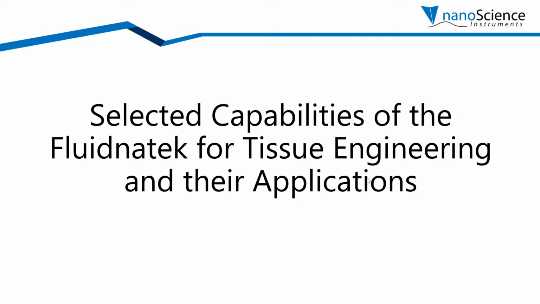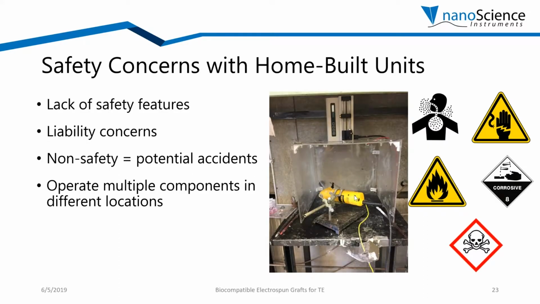The Fluidnatek can be implemented with over 31 accessories that can be upgraded at any time. In the following slides, I'll be showcasing a few of the capabilities for tissue engineering applications specifically. Before I go there, I want to say that home-built units are typically used for electrospinning and electrospraying applications all around the world, including universities and startup companies.